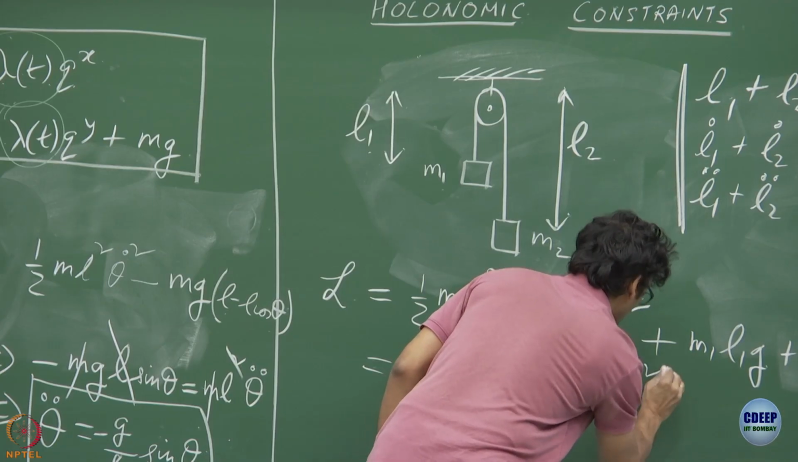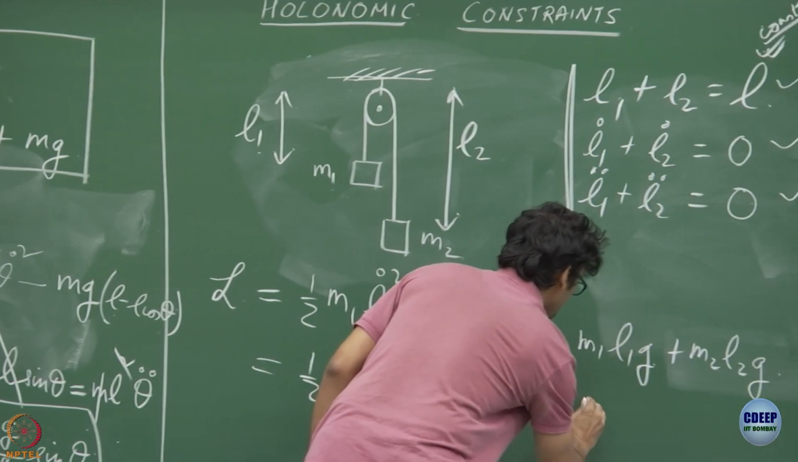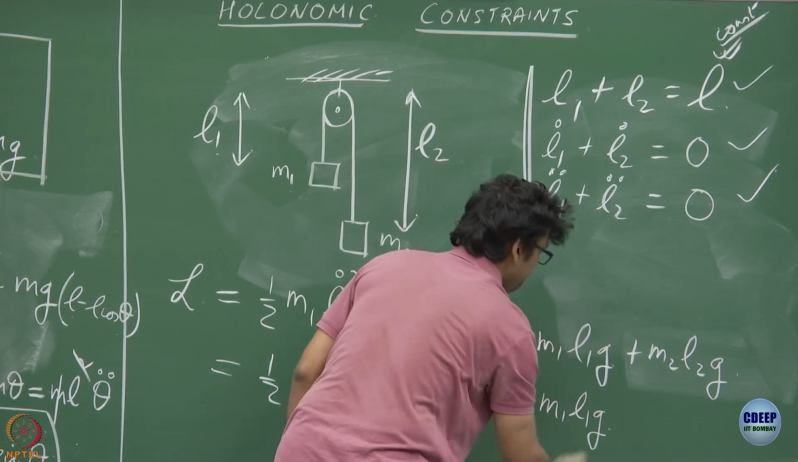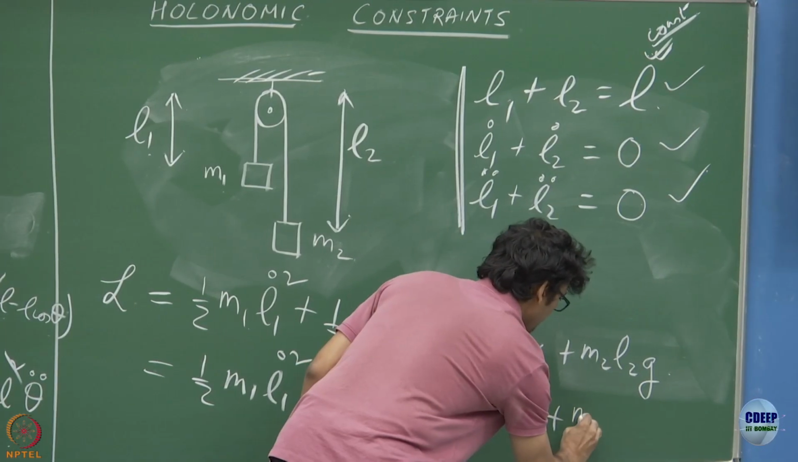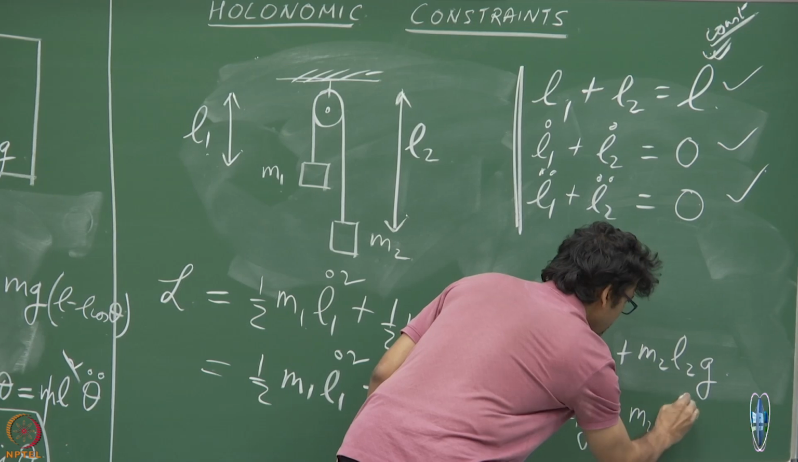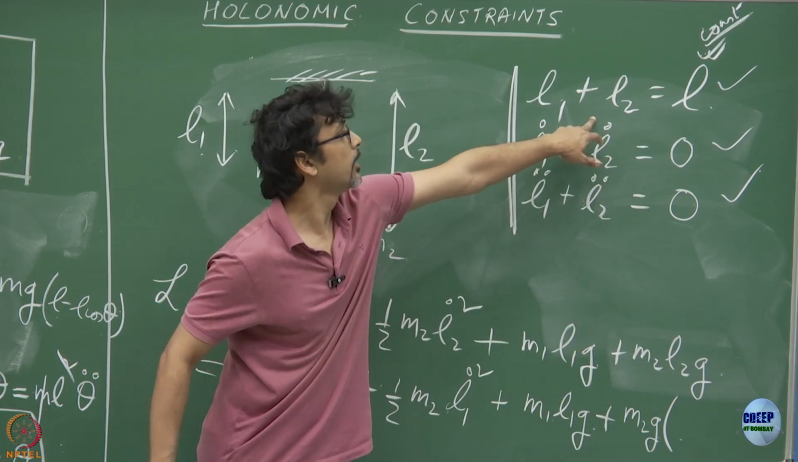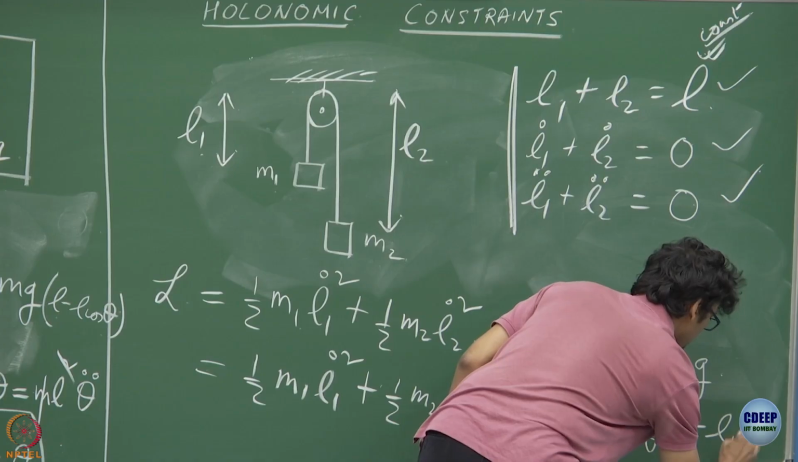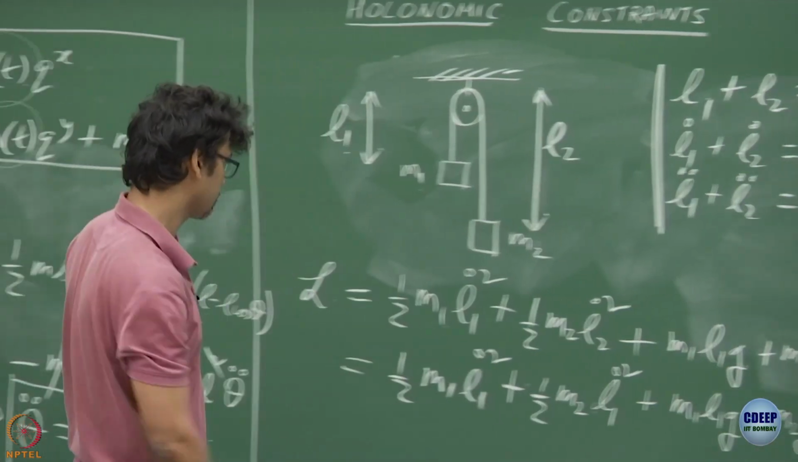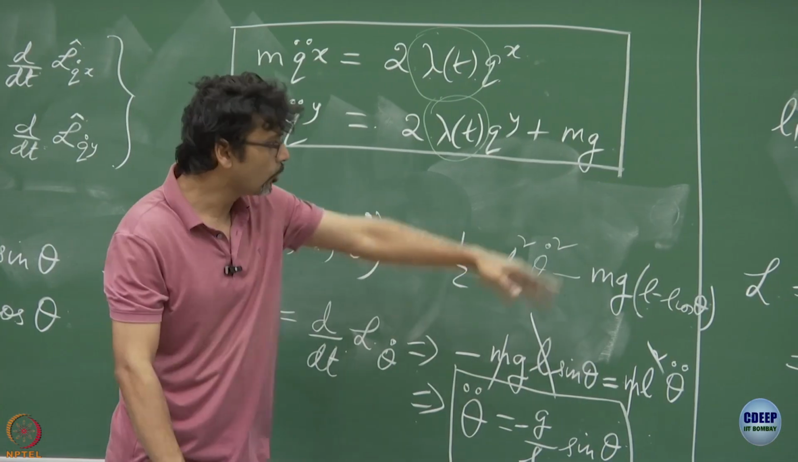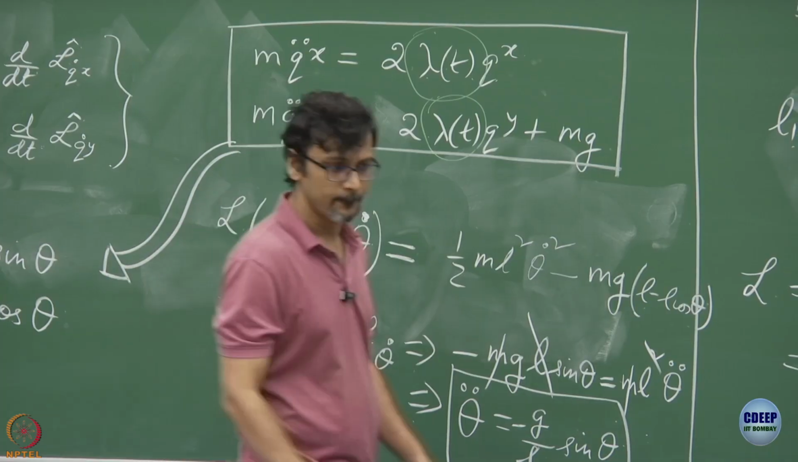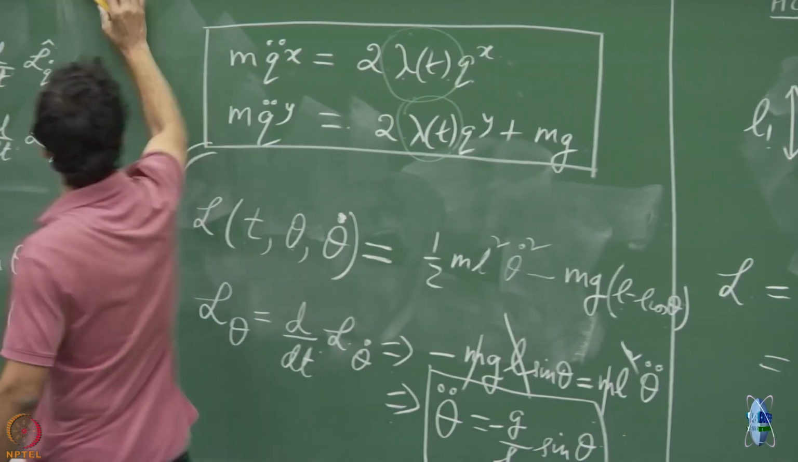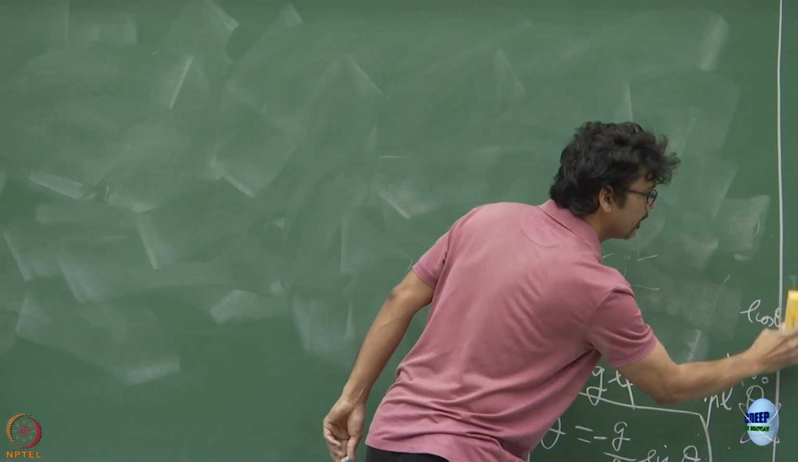L1 dot squared plus M1 L1 G plus M2 G times, what is L2? L minus L1. Yes? Now we are down to one variable. The variable being L1 itself only, nothing else. Should I complete this or should you be able to do this?